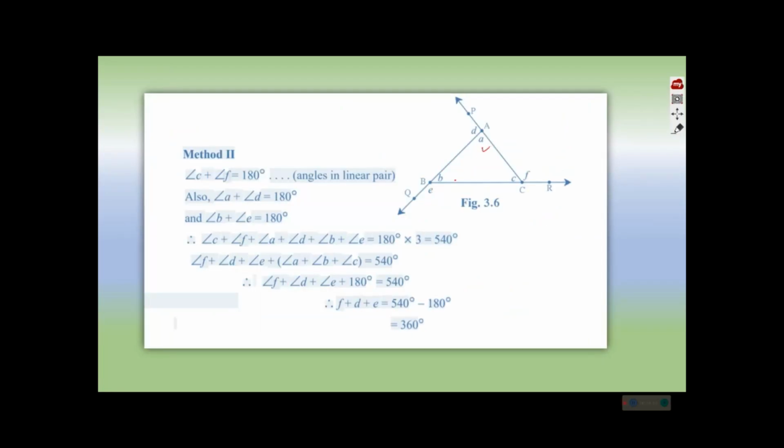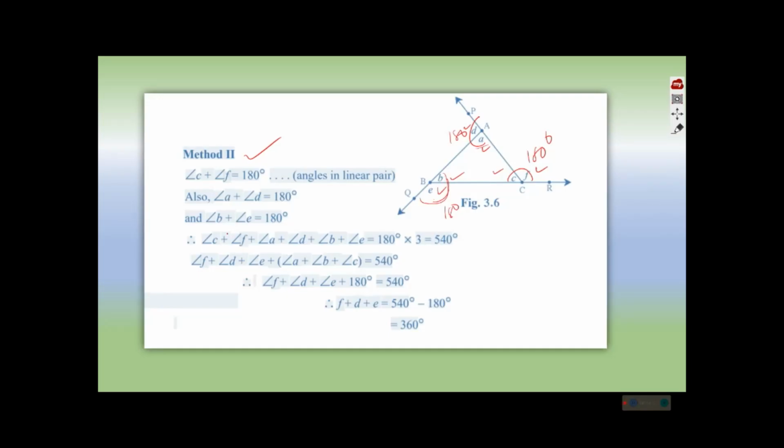If we are marking this triangle as ABC, marking the angles of triangle, then D, E, F as exterior angles, then we know that C and F are linear pair, total is 180 degree, that is what is written here. And the same way A plus D, this is also 180. The same way B plus E, this is also 180. So all these are 180s.